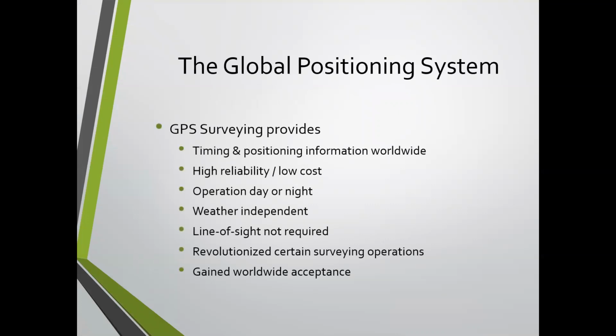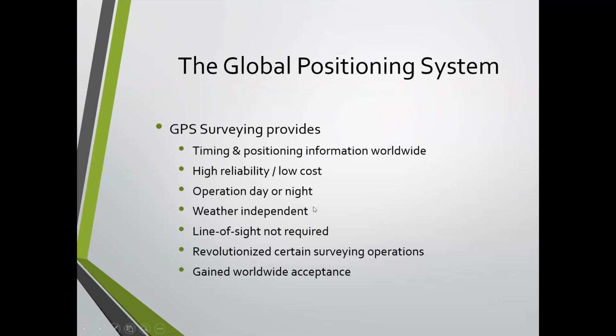Okay, so obviously most people understand GPS, but for surveying, it provides a lot of things that definitely revolutionized surveying. Basically, of course, we get timing and position information worldwide, 24 hours, anytime, as long as you can get access to your satellites. You've got high reliability, low cost. In fact, it really doesn't cost us anything to use the service other than our tax-paying dollars. Of course, if you have to buy a receiver, that's your biggest cost. But other than that, low cost, high reliability, operational day or night.